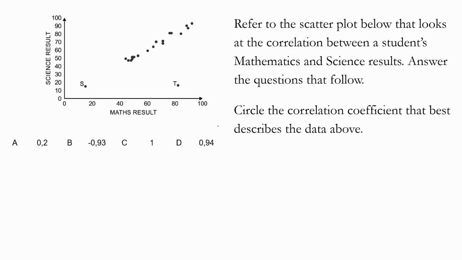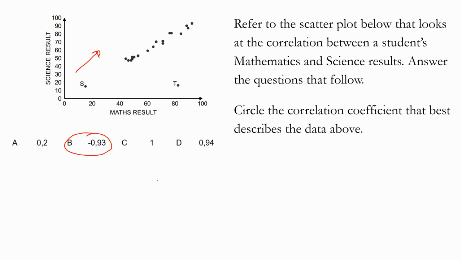Right, it says refer to the scatter plot alongside that looks at the correlation between students' mathematics and science results. Answer the questions that follow. Circle the correlation coefficient that best describes the data above. So which one is which here? This one is going to be out. You see that? Because this is increasing.